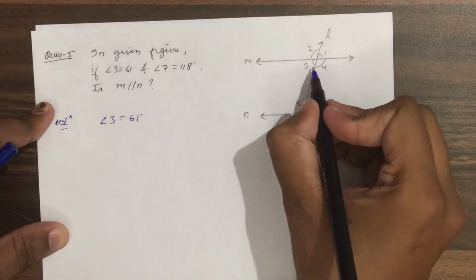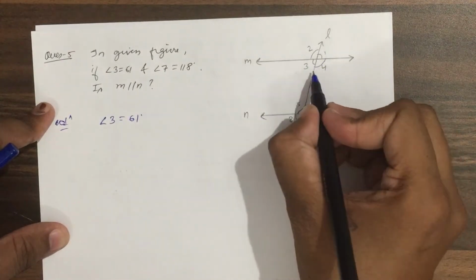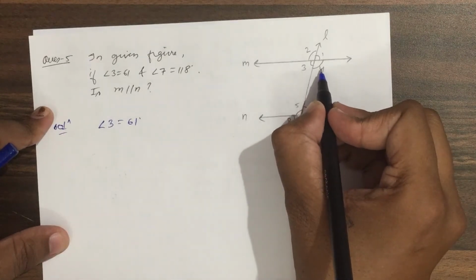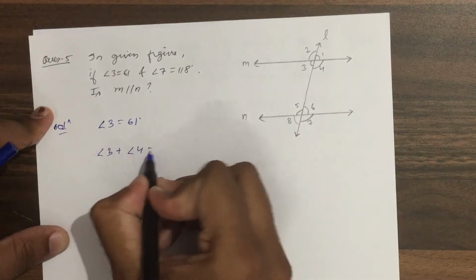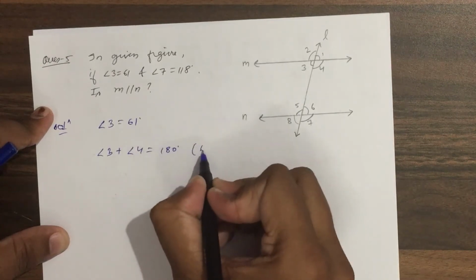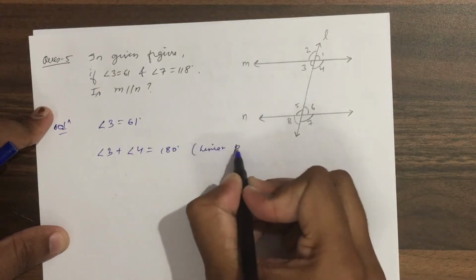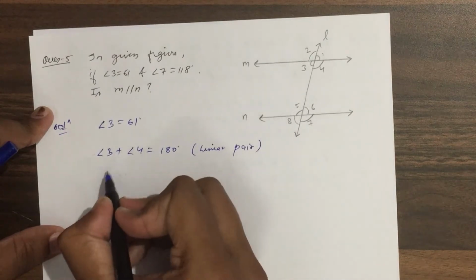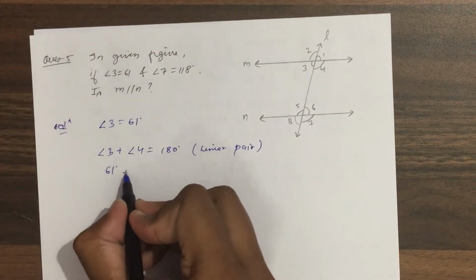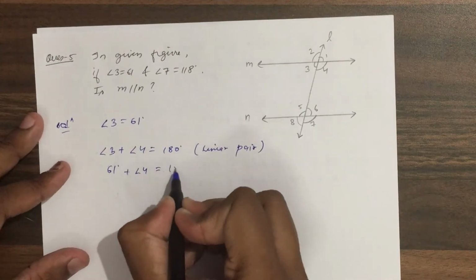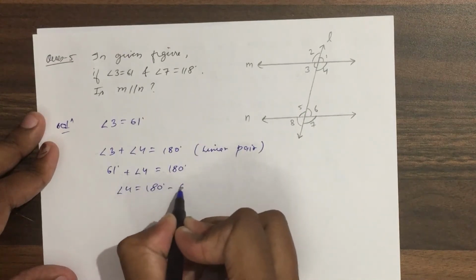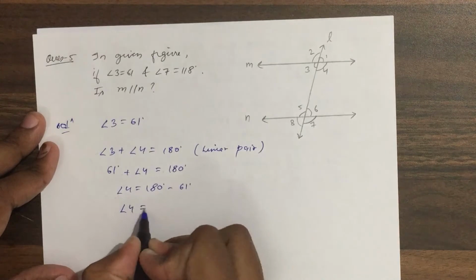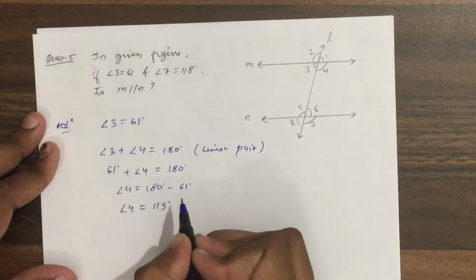Angle 3 equal to 61 is given to you. Okay. Now we can say that angle 3 plus angle 4 will be equal to 180 degree. Reason? Linear pair. Angle 3 is given as 61, plus angle 4 equals 180 degree. So angle 4 will be equal to 180 minus 61. So angle 4 will be equal to 119 degree.